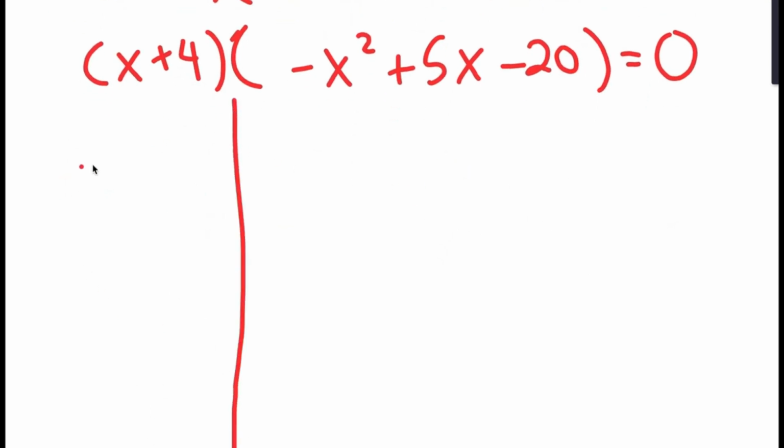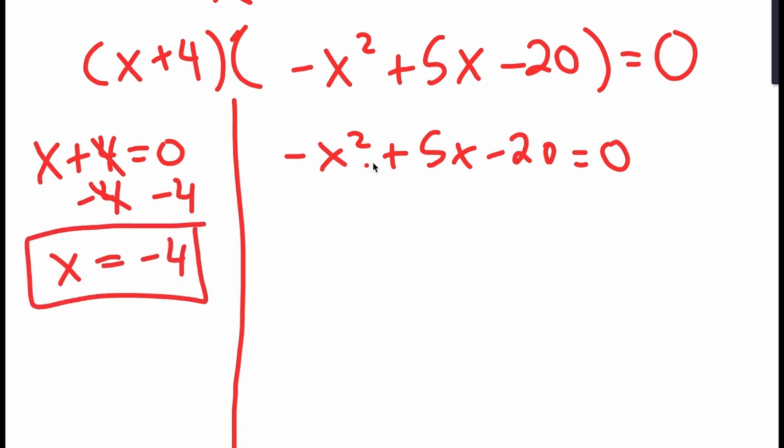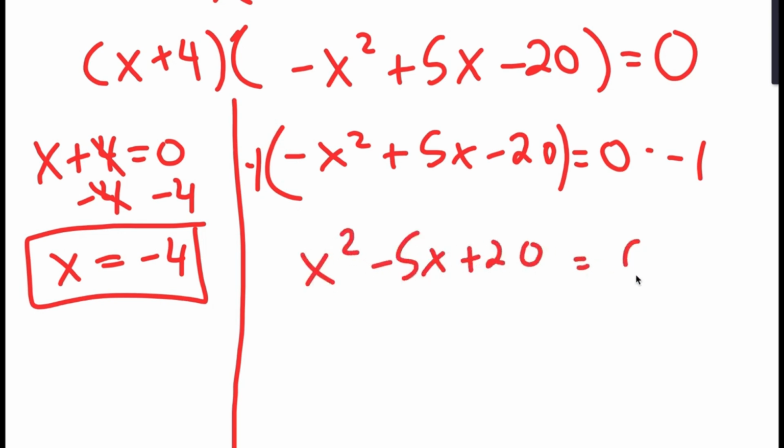So I get two equations from this. I get x plus 4 equals 0, and negative x squared plus 5x minus 20 is equal to 0. So first, for x plus 4 equals 0, all we have to do is subtract 4 on both sides, and we get x is equal to negative 4. Now, for negative x squared plus 5x minus 20 equals 0, first off, we have a negative sign in front of x squared, so I'm going to get rid of that by multiplying both sides by negative 1. So I get x squared minus 5x plus 20 is equal to 0.